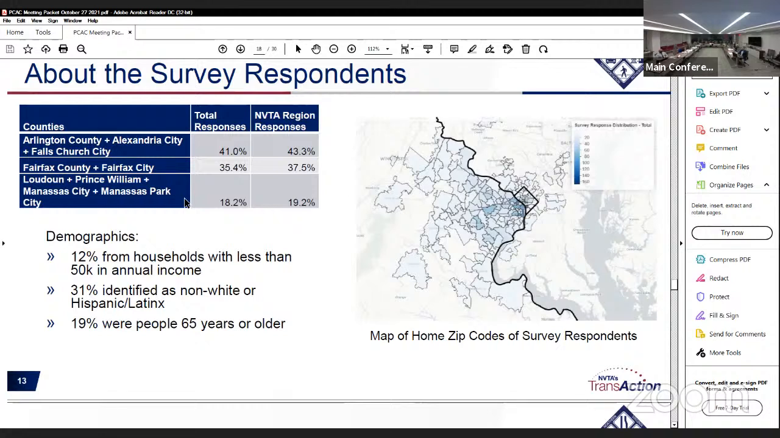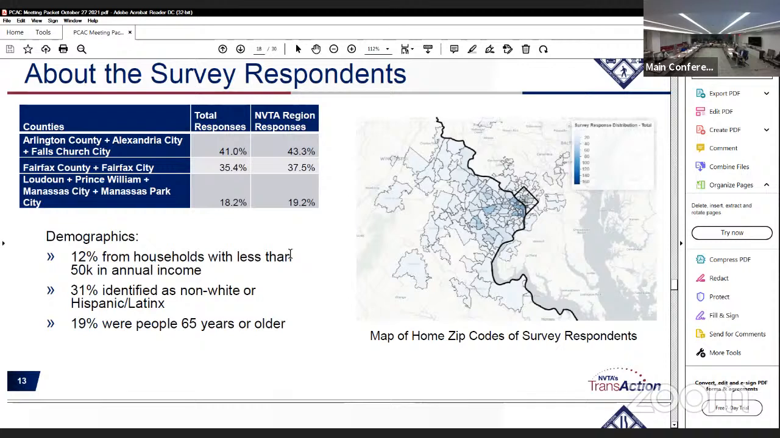region responses. You can see that of the Northern Virginia region responses, 43% were from the core jurisdictions, Arlington, Alexandria, and Falls Church, 37% from Fairfax County and Fairfax City, and then 19% from the outer jurisdictions of Loudoun, Prince William, and Manassas. In terms of how those compare with the actual population, we in effect did oversample the core jurisdictions. Arlington, Alexandria, and Falls Church, in terms of population, are more like 16%. So we received 43% of our responses from the area.